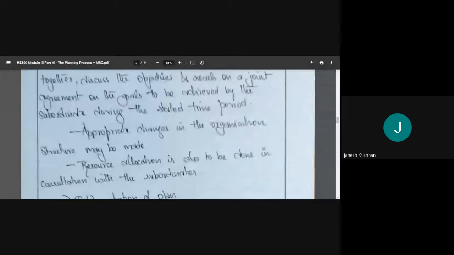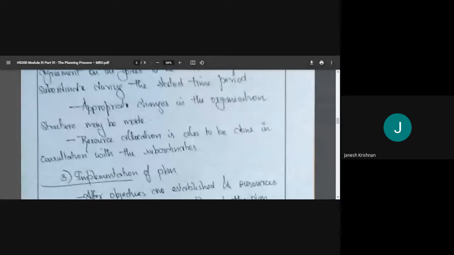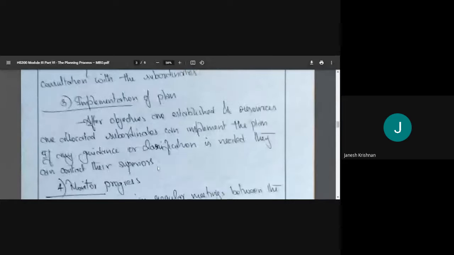And the resource allocation is also done in consultation with the subordinates. Some people might need more resources. To produce a body, we need more materials. To produce a cap, we need lesser materials. So resources are also allocated like that. Once the goal is set, subordinates are discussed about the goals, and then each employee is given their task. Then implementation of plan.